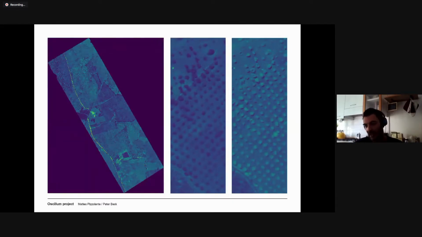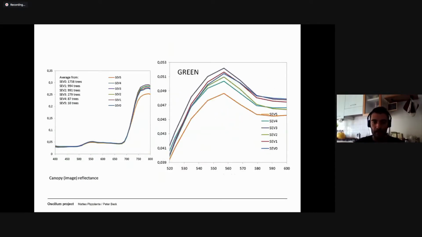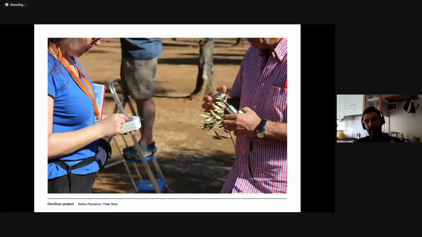So in my project, basically, I transformed their data, so the reflectance, into sounds, and these ones are a series of pictures.